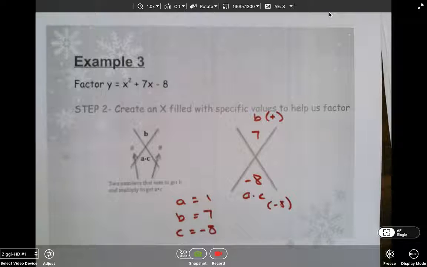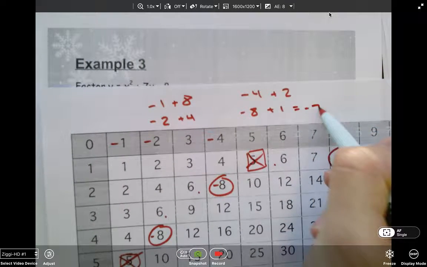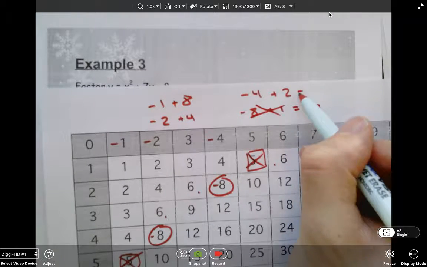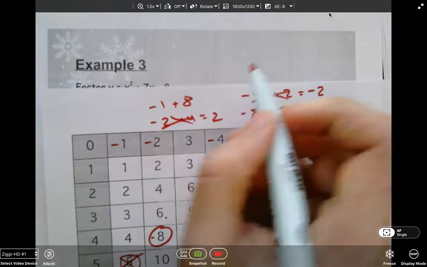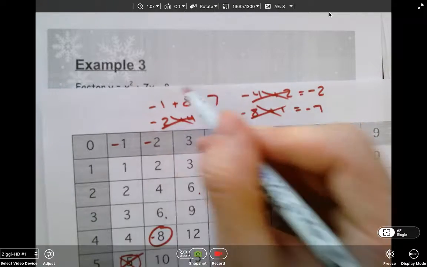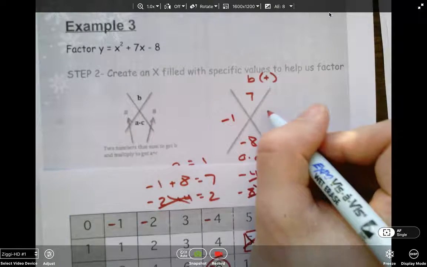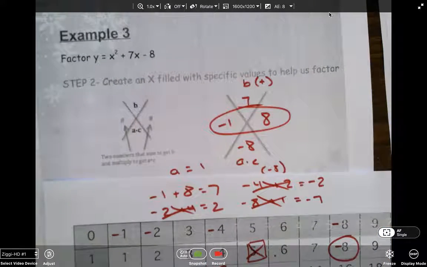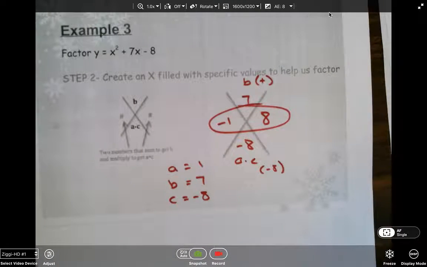So let's go back to here. We're looking for numbers that add to 7. If I look at all of these, this adds to negative 7. Those two would not work. This adds to negative 2. Would not work. Adds to positive 2. Would not work. These two numbers add to positive 7. That's what we're looking for. Negative 1 and 8 would be our magic numbers. Those are two numbers that add to 7, multiplied to negative 8.